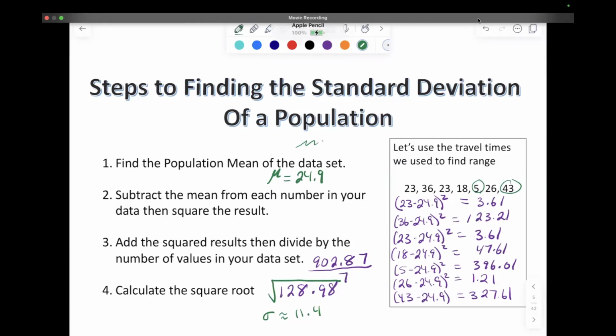Okay, no problem. So the mean is obviously the average of all of them, and then the standard deviation says each value has an average of 11.4 minutes from the mean.